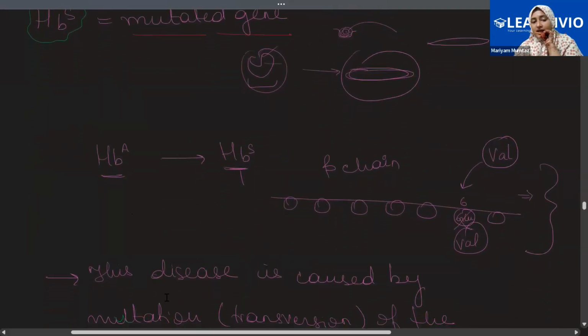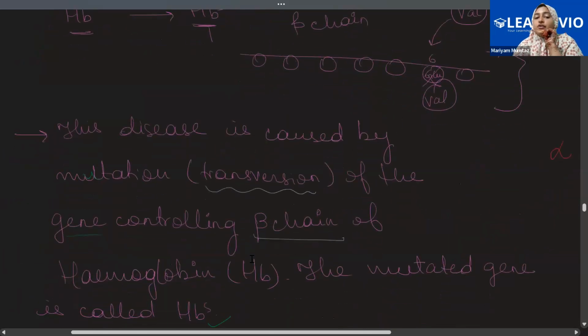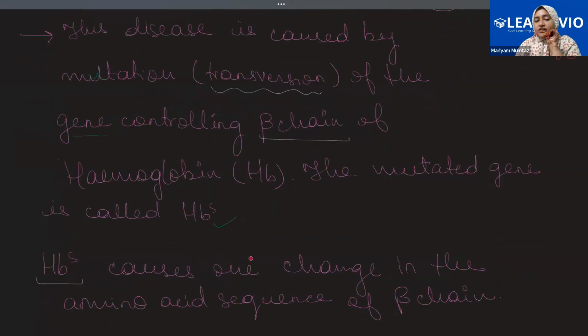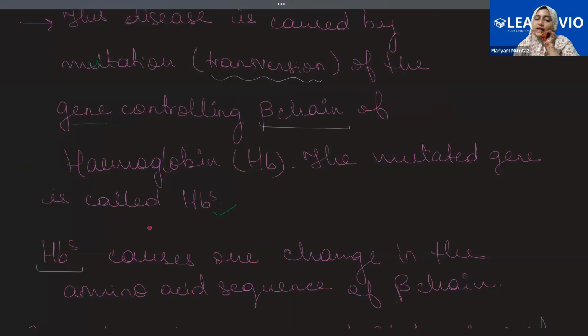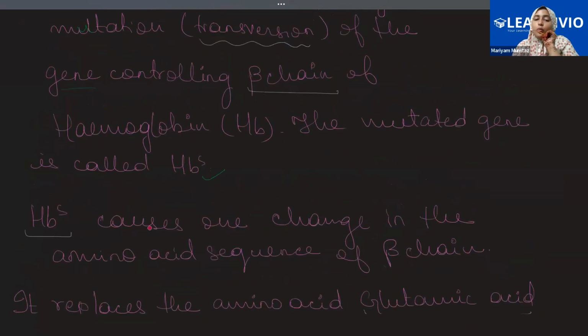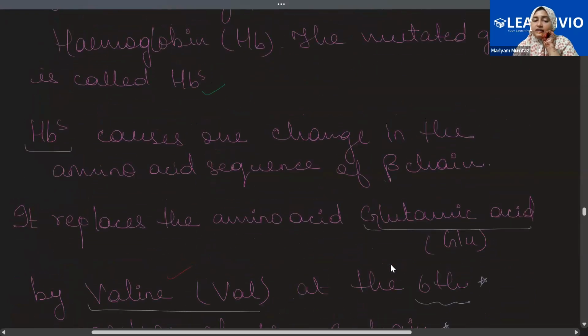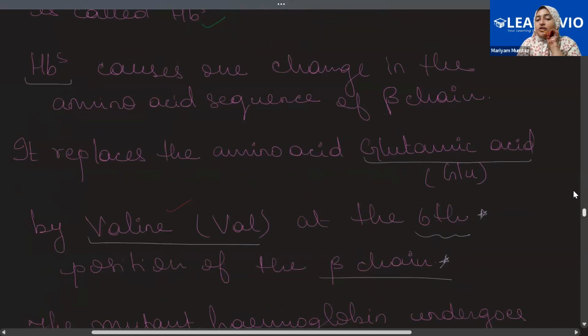Now, in this case, what happens? In this case, transversion happens, meaning a purine gets replaced by a pyrimidine. So this disease is caused by mutation, that is transversion, of the gene controlling the beta chain of hemoglobin. So the mutated gene is now HbS. Normal gene is HbA. So HbS causes one change in the amino acid sequence of the beta chain. What happens in the beta chain of globin? The glutamic acid is replaced by valine at the sixth position of the beta globin chain.